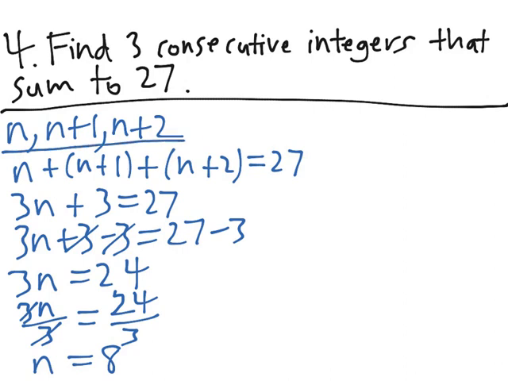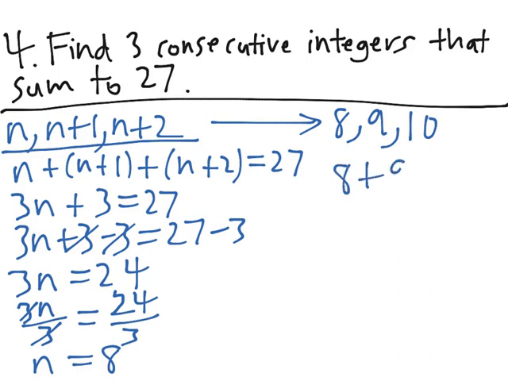Now up here, we said that our 3 consecutive integers were n, n plus 1, and n plus 2. Since n is equal to 8, we must have 8, 9, and 10. Now let's check to see it actually solves the problem. 8 plus 9 plus 10 equals 17 plus 10, which is equal to 27. So their sum is 27.